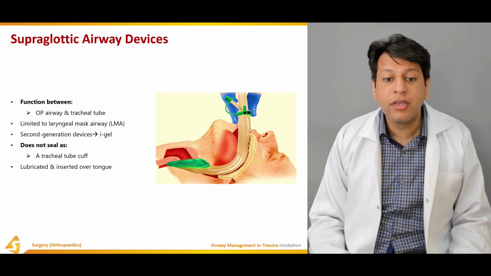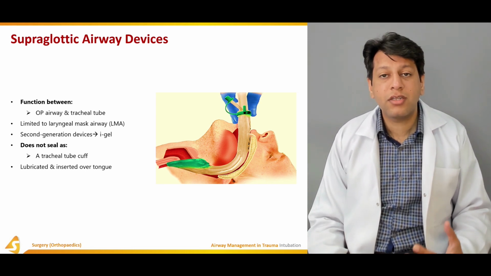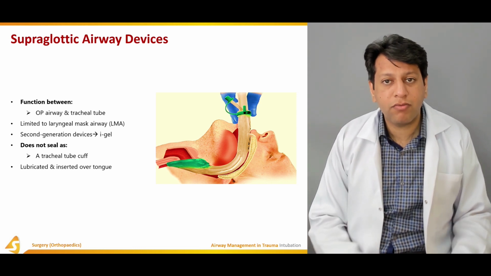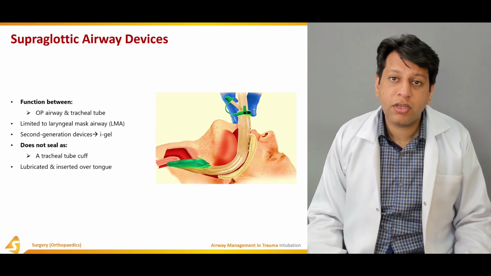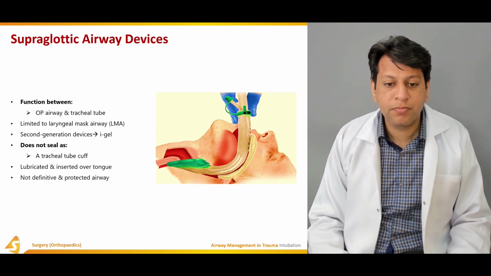Usually second generation devices are available nowadays, but the problem is they do not seal as a tracheal tube does. It is cuffed, lubricated and inserted over the tongue. But the problem is this is not a definitive airway. This can still lead to collapse of the airway below the level of the glottis. The patient may have an airway obstruction despite having an LMA inserted.